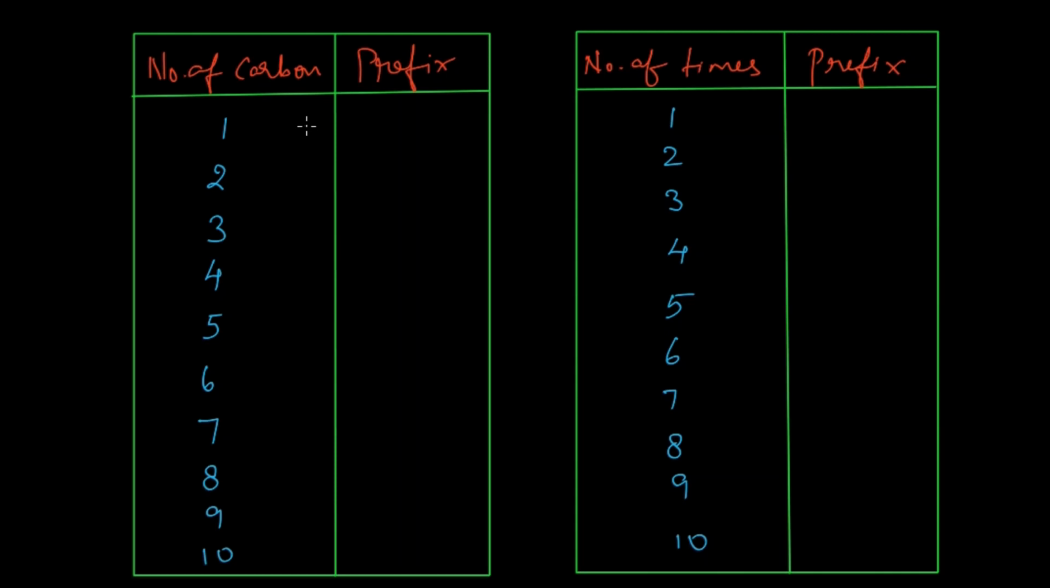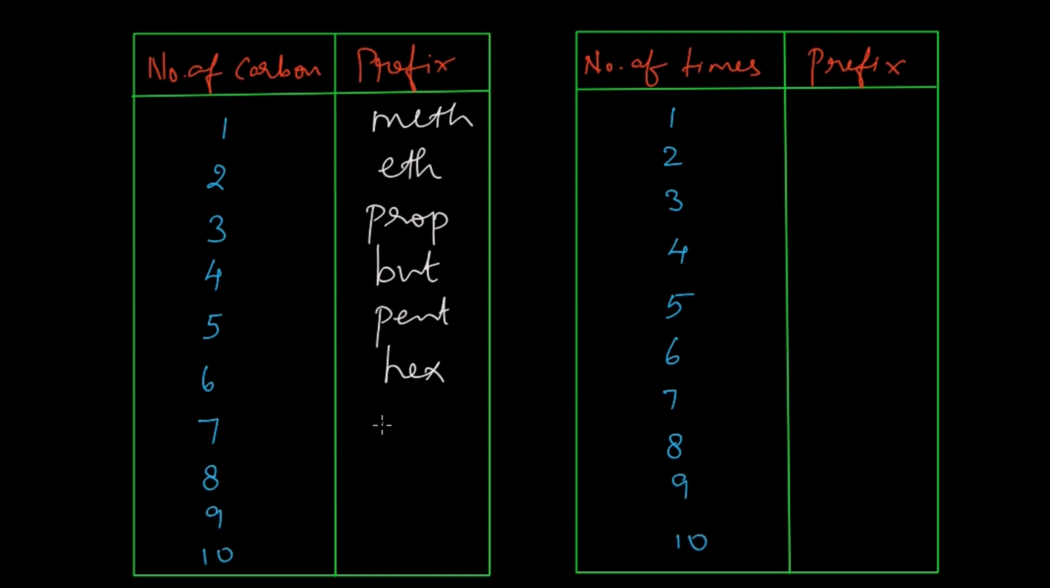Now, number of carbons. If there is only one carbon, in hydrocarbons the prefix will be meth. If it is 2 carbons, then it becomes eth. If it is 3, it's prop. If it is 4, it's but. If it is 5, it's pent. If there are 6 carbons, it is hex. If there are 7 carbons, it is hept. If there are 8, it is oct. 9, it's non. 10, it comes as dec.